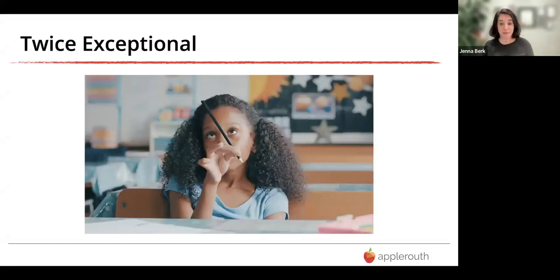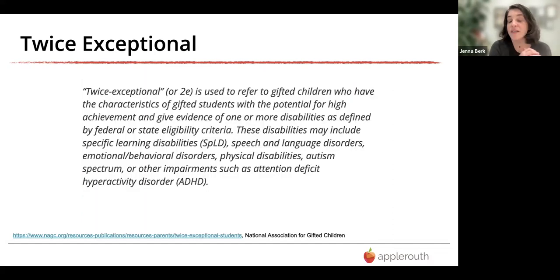Now, twice exceptional, or 2E, which is how we referred to it in the title of this presentation, is a label that I think is getting a little bit more attention. But if you haven't seen it before, twice exceptional, or 2E, is used to refer to gifted children who have the characteristics of gifted students with the potential for high achievement and also have a disability as defined by federal or state eligibility criteria.